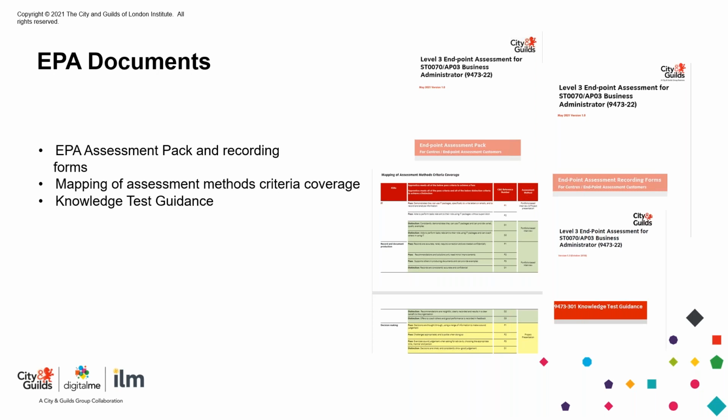In terms of the EPA documentation available on the website, we have the customer pack and the recording forms. In the customer pack, which goes by the number 947322, you will find the assessment specification, the timeline from gateway till EPA, and the record of achievement, so from the beginning to the end, the whole process of EPA.